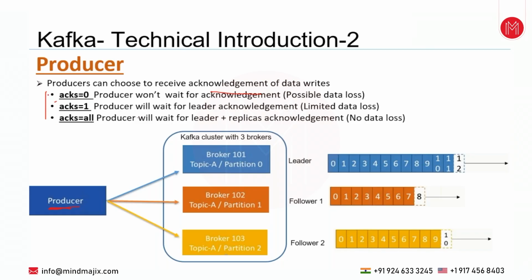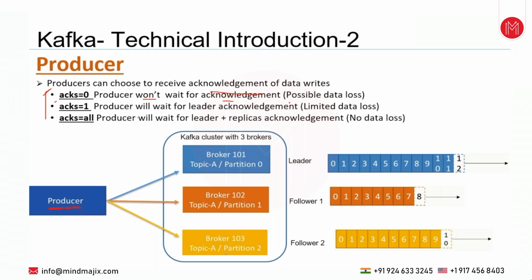Let's assume the producer chooses acks equal to 0. It means that the producer won't wait for the acknowledgement. For example, the producer is producing the messages and it has chosen acks equal to 0. It means, hey, Kafka, don't give me any acknowledgement. I totally trust you, so you just blindly proceed. That's the meaning of acks equal to 0.